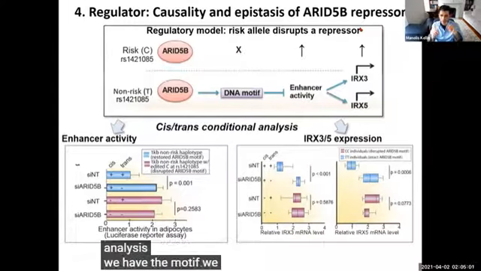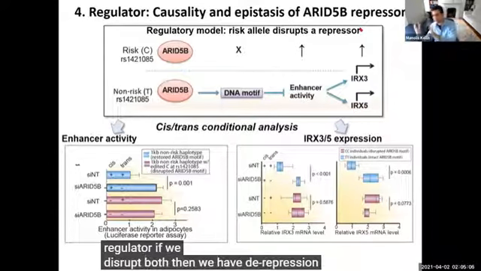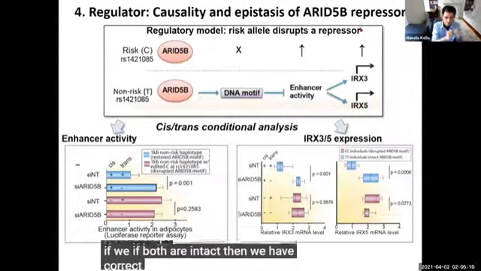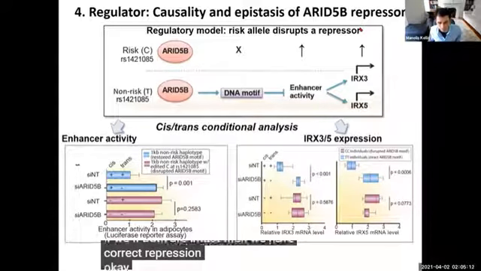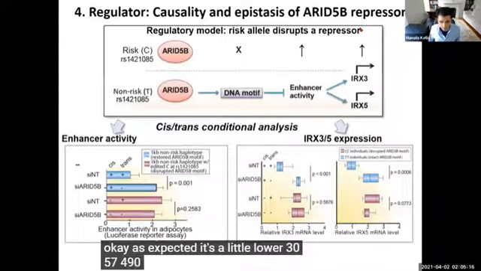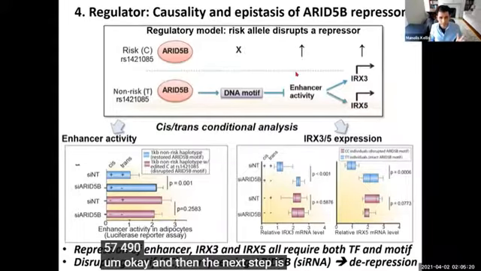We have the motif, we have the upstream regulator. If we disrupt both, then we have de-repression. If both are intact, then we have correct repression. Okay, and then the next step is great.